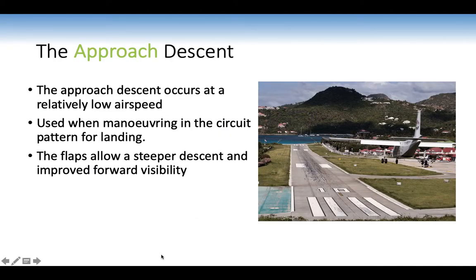So now we'll have a look at the approach descent. The approach descent occurs at a relatively low airspeed, so about 75 knots, and is used when maneuvering in the circuit pattern for landing. So when we're coming into Bankstown, we're going to use the approach configuration and the flaps. What they allow is a steeper descent and improved forward visibility. So you'll see this in the training area.